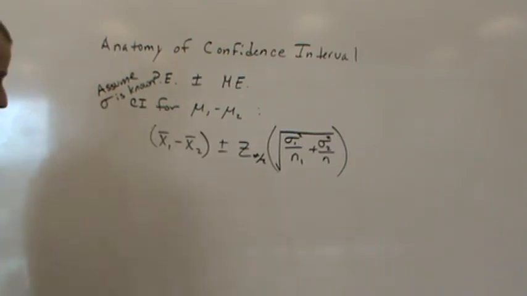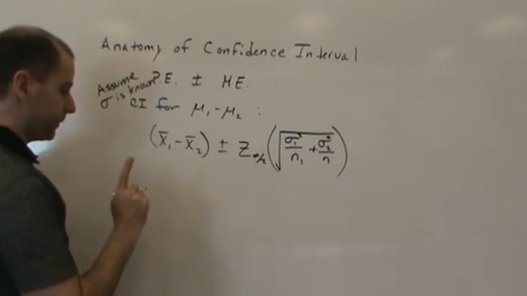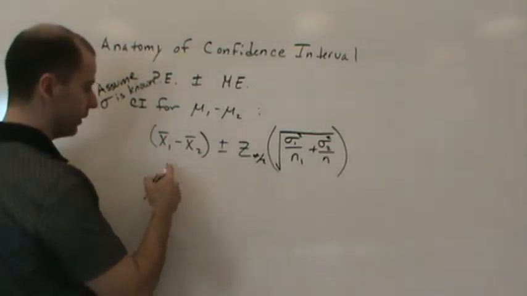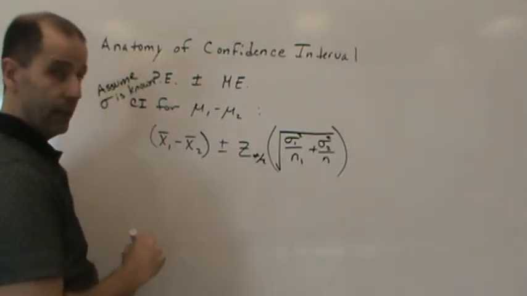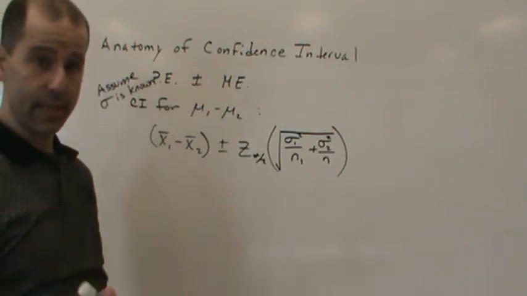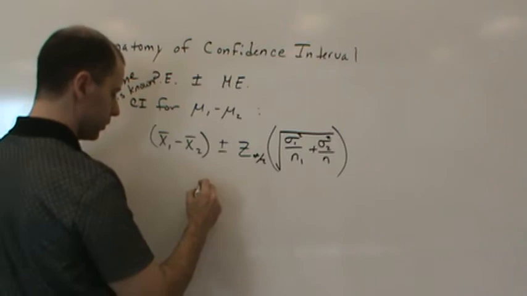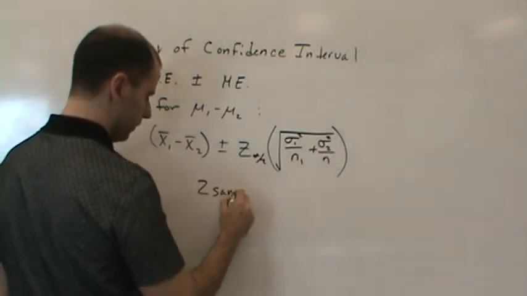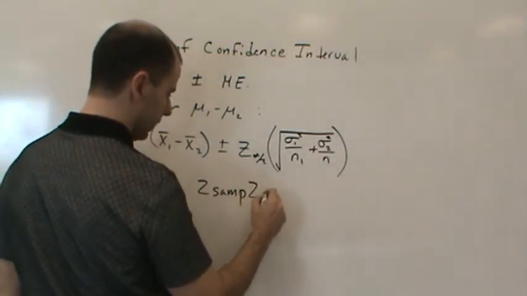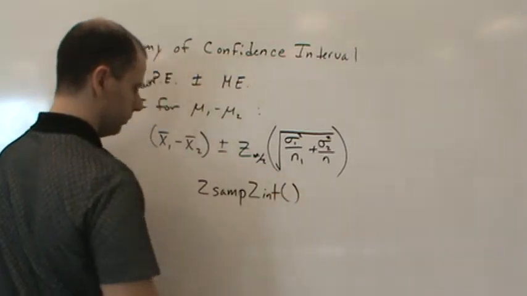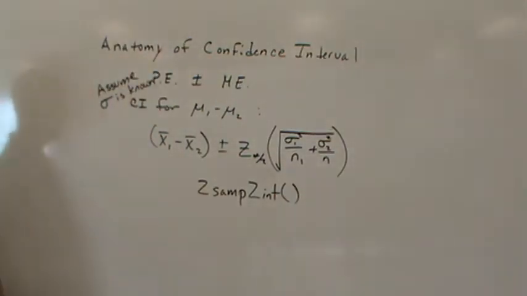Okay, now, on the calculator, this is what you're going to use to give you the interval. It's going to be 2-SampZInt, so it's going to be 2 sample z interval. Okay, so that's what we're going to use.